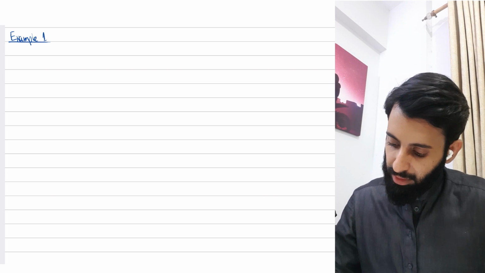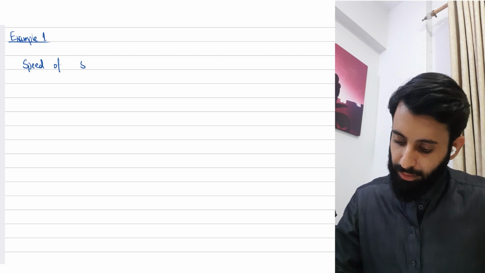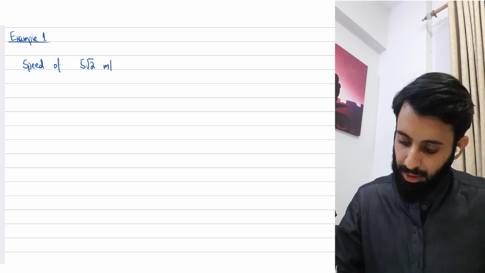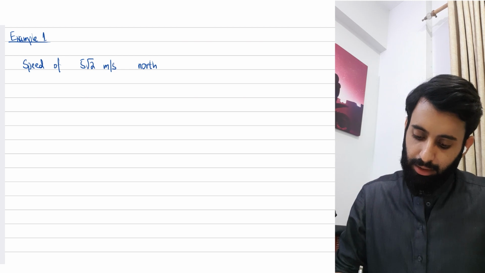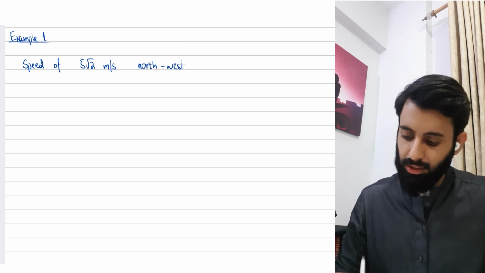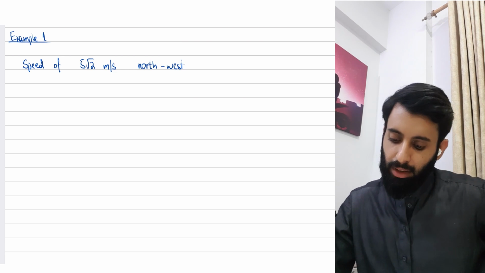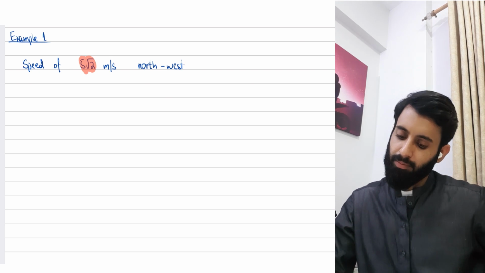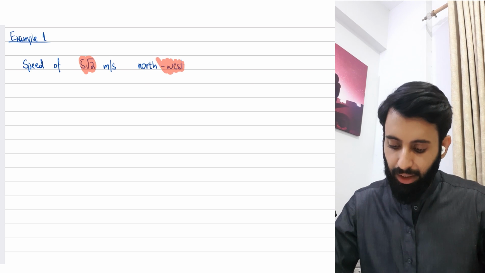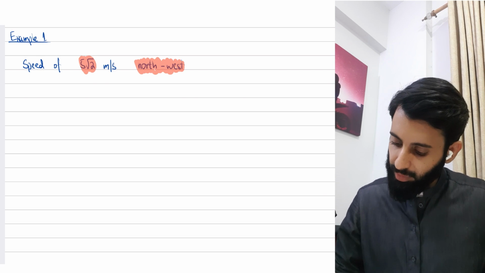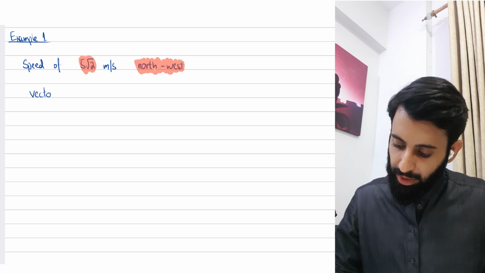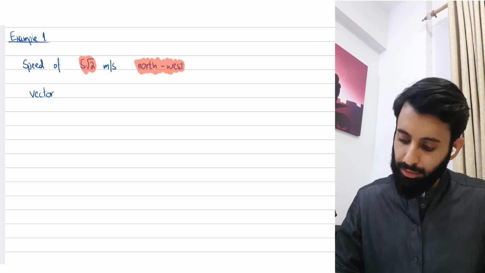So let's say you're given that an object is traveling at a speed of 5 under root 2 meters per second, and let's say that it's going northwest. Now we have the speed, and we sort of have the direction. What we're going to do is merge the two, and once we merge the two, we're going to come up with the vector of its velocity.